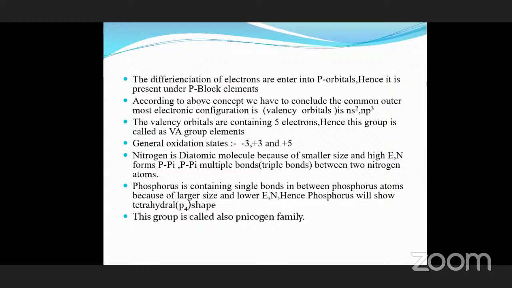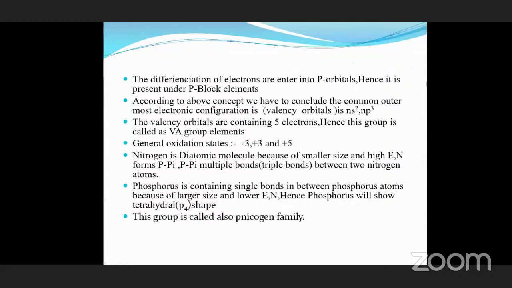Then phosphorus. Here, phosphorus contains single bonds, whereas in nitrogen there are triple bonds. So you have to concentrate more here. Phosphorus contains single bonds between phosphorus atoms because of larger size and lower electronegativity. Hence, phosphorus will show a tetrahedral shape. That means what?